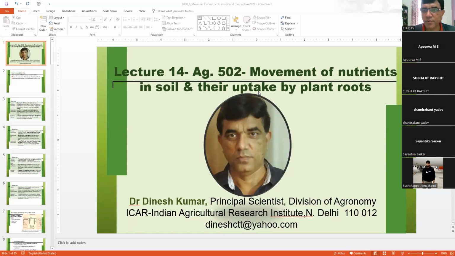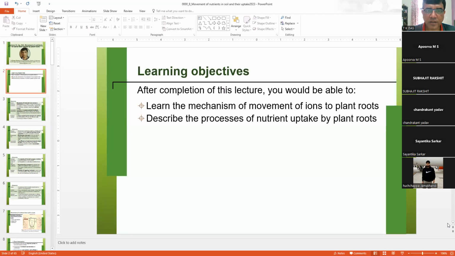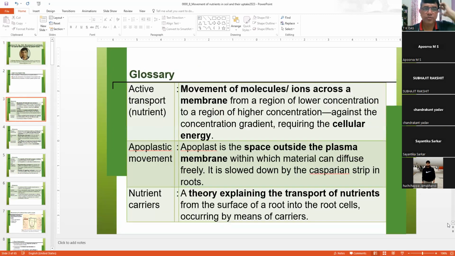Today we will continue movement of nutrients in soil and their uptake by plant roots. So first part we have completed movement of nutrients in soil, and then we started the uptake of nutrients or ions by plants or plant root. We also know that nutrients or ions can be taken up by crop in foliar forms also. The leaves can also absorb, the stem can also absorb nutrients.